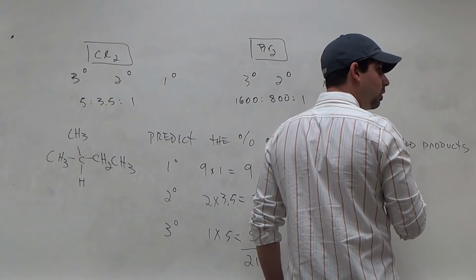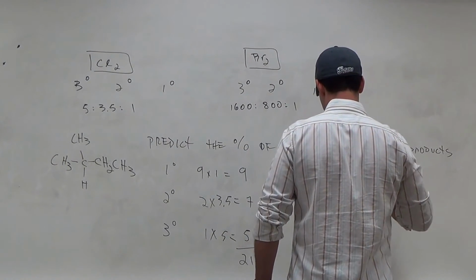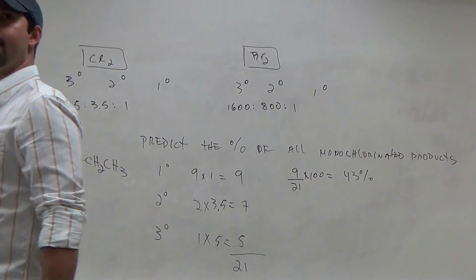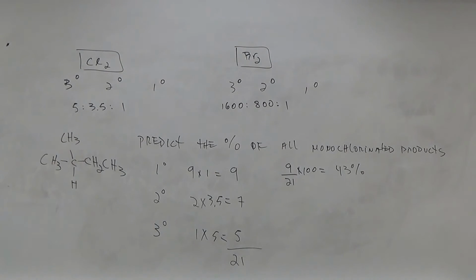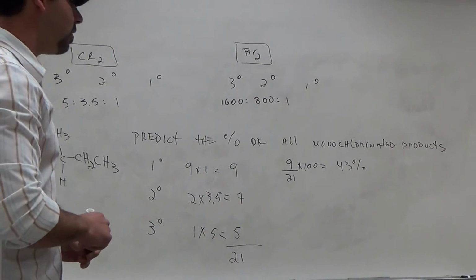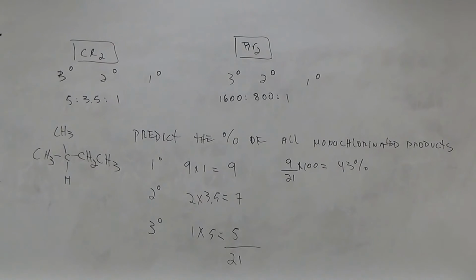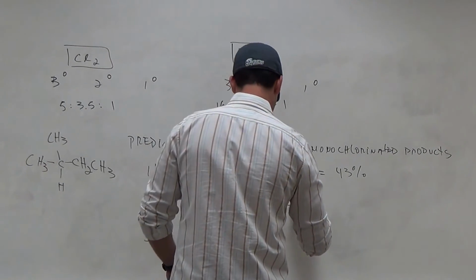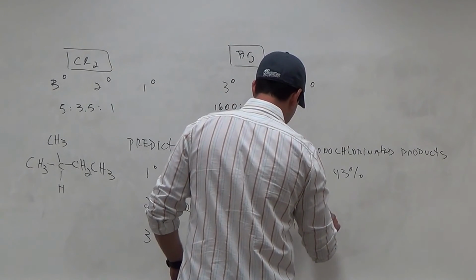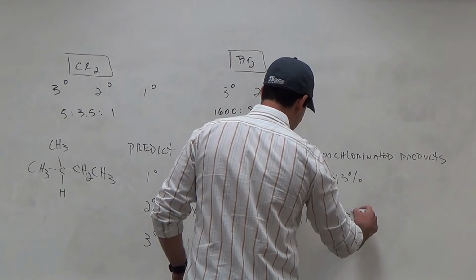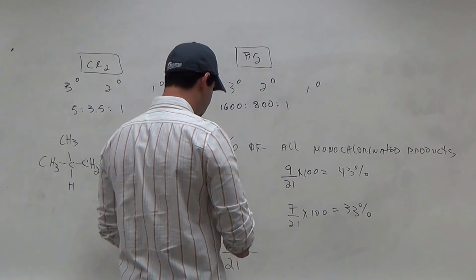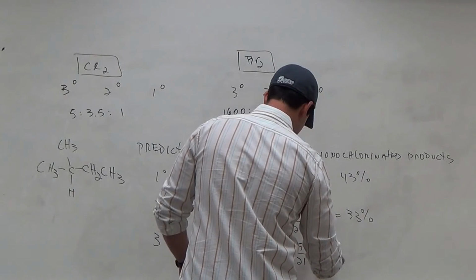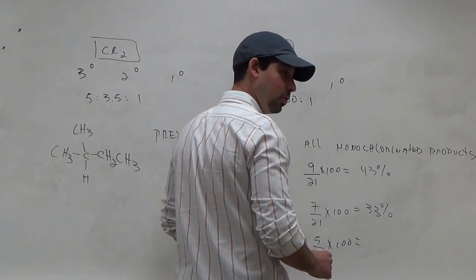42.9%? You sure? 42.86. Let's call it 43%. Where am I rounding? Second digit, first digit? Yeah, it's 43%. 7 divided by 21 is how much? 33. Times 100, this is 33%. And 5 divided by 21 is? 24.